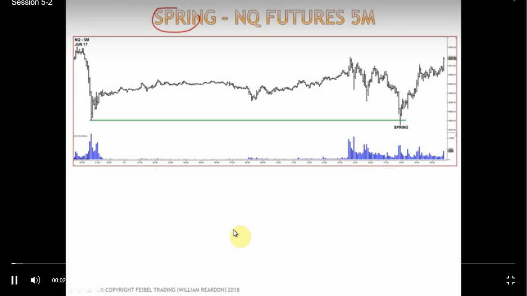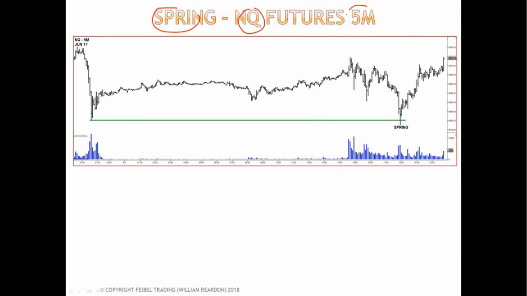Spring on the NQ futures using a 5-minute time frame. I thought I'd start with this study as it illustrates a clean, classic example of a spring. Although we do dig a little deeper and we'll find out why this is a good spring, because of course we just don't take trades blindly just because it's a spring.